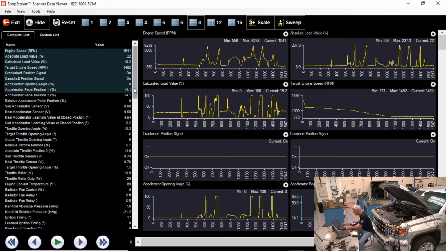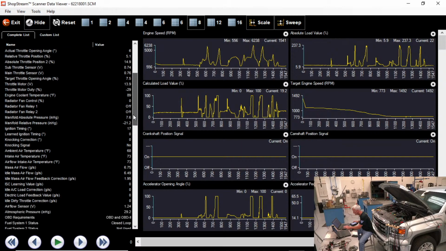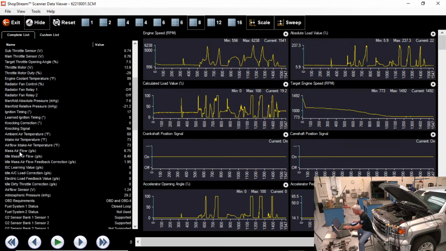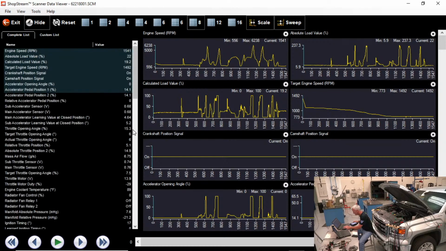So it's kind of neat. I don't know, you might have to go full screen to be able to see it. Here's my mass airflow, grams of airflow per second. I'm just going to throw these up here where I can grab them easier.